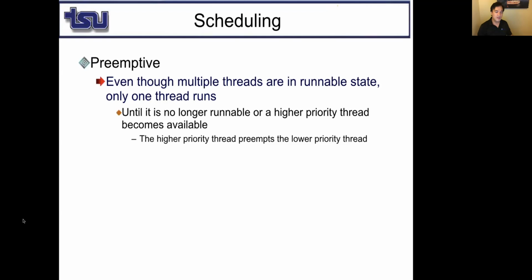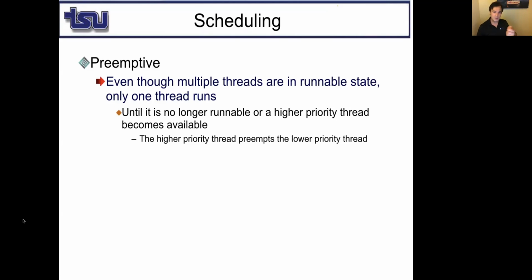Okay, this is preemptive. What does it mean? Let's say that we have multiple threads in the runnable state. We have, like, let's say 5 threads that are all runnable. They are ready to run. But with preemptive, only one thread will run, okay, only one thread runs until it is no longer runnable, or maybe a higher priority thread becomes available.